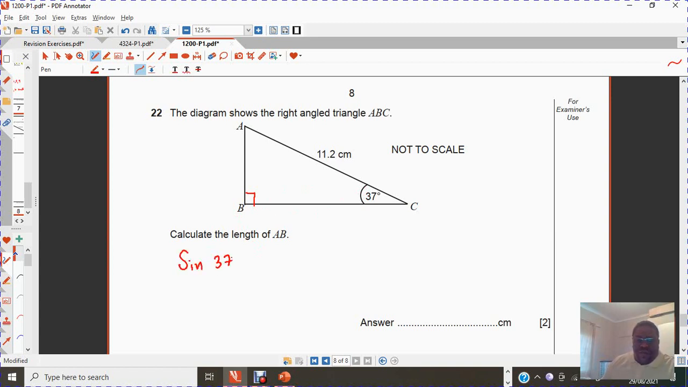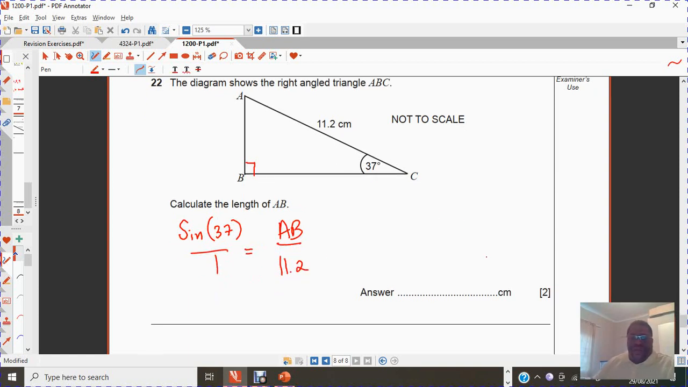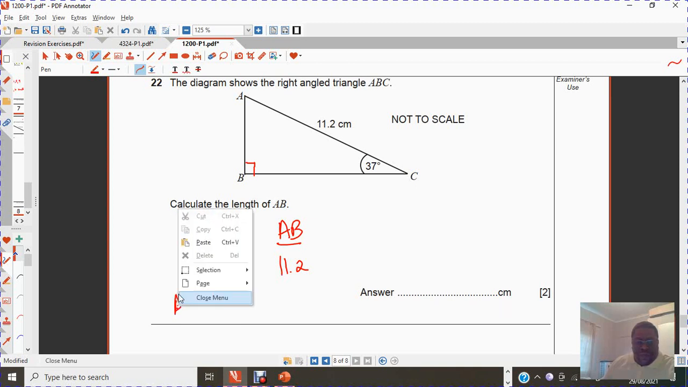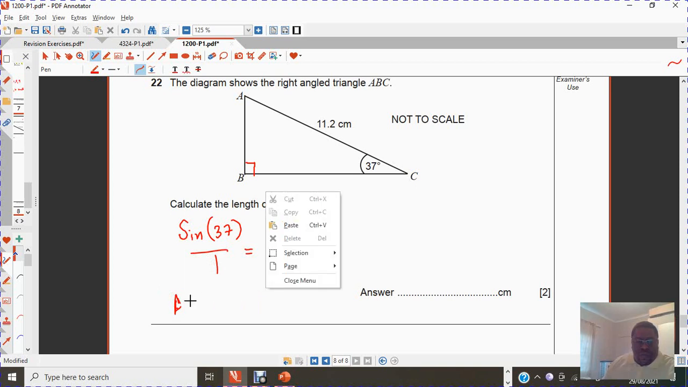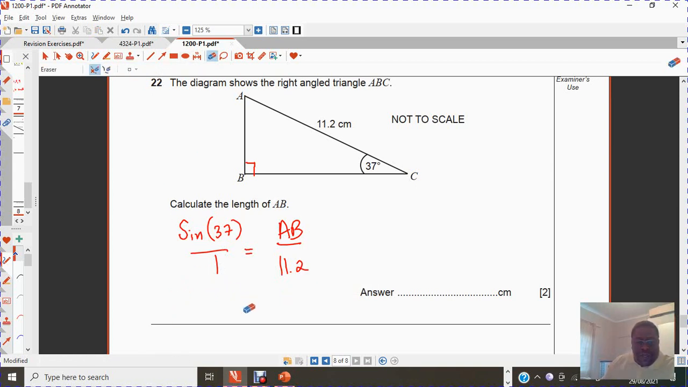The sine of 37, remember, is a calculator value, is always whatever is opposite, in this case AB, over the hypotenuse. So in order for me to find AB, I made a mistake with my pen, but I'm back on. So AB is equal to 11.2 multiplied by the sine of 37.